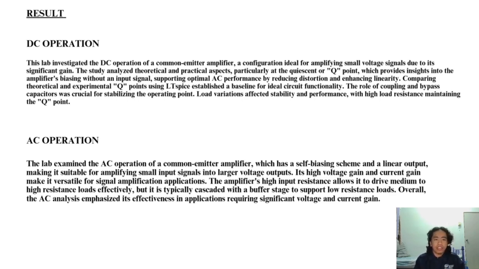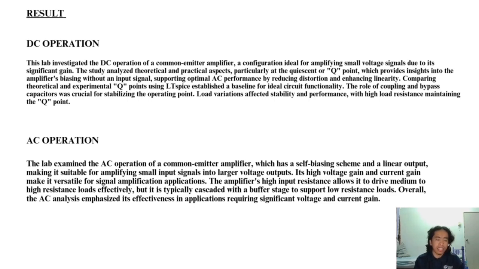This lab examines the AC operation of the common emitter amplifier, which has a self-biasing scheme and linear output, making it suitable for amplifying small input signals into larger voltage outputs. Its high voltage gain and current gain make it versatile for signal amplification applications. The amplifier's high input resistance allows it to drive medium to high resistance loads effectively, but it is typically cascaded with a buffer stage to support low resistance loads.